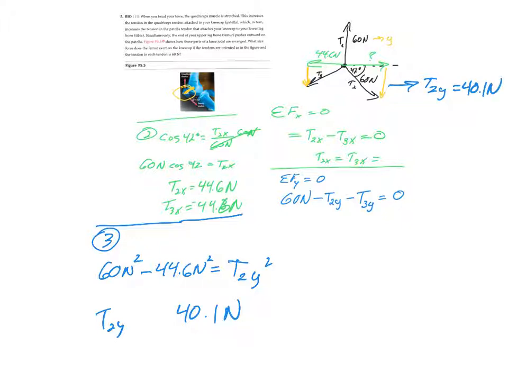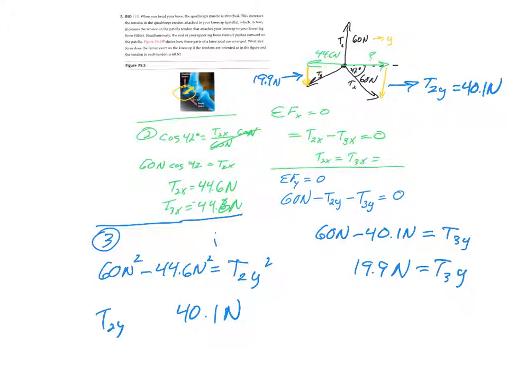Now let's stick that in here and go 60 newtons minus 40.1 newtons equals T3y. That's like what, 19.9 newtons equals T3y, which is right here. That's 19.9 newtons. So they want to know what this is.